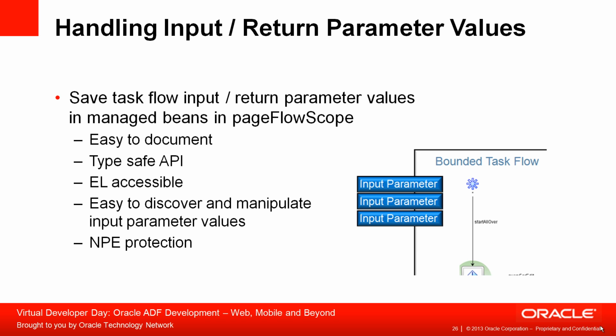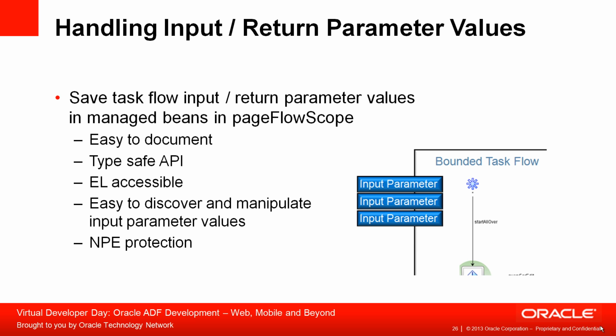Now imagine you have a longer task flow, and this longer task flow might be developed by you in the beginning, but then at the end someone else will take over. How would they know what a specific input parameter value is named in the memory scope if you're not using a managed bean? So it's easier to discover.